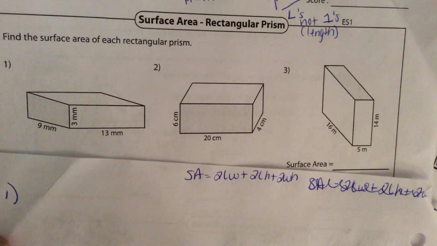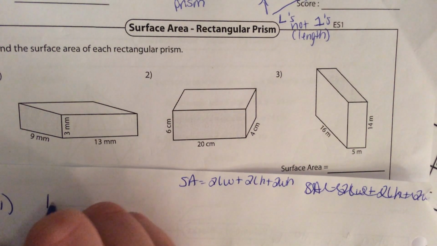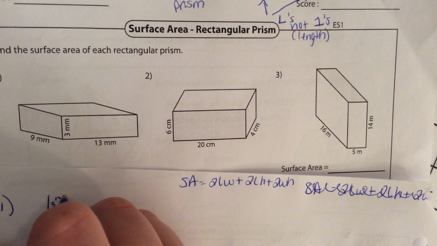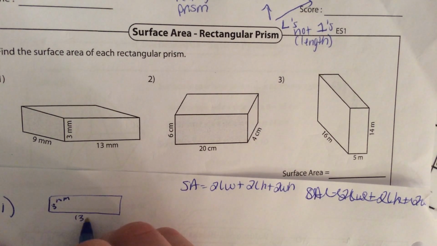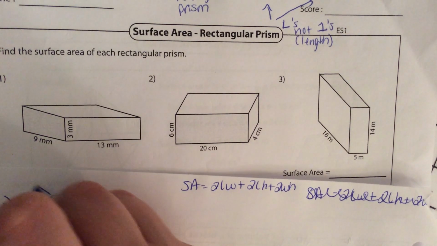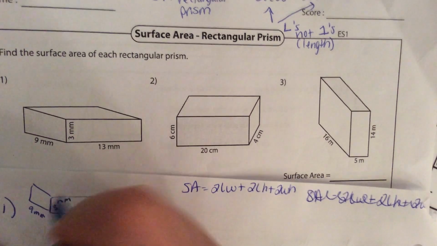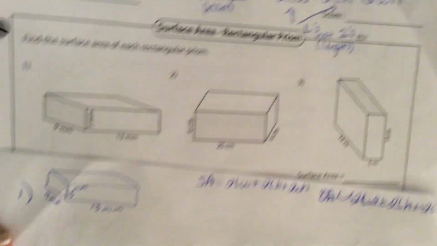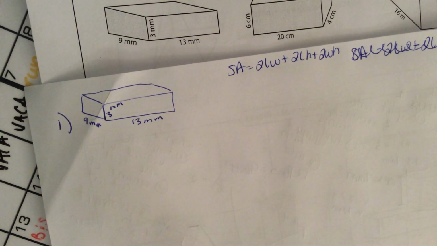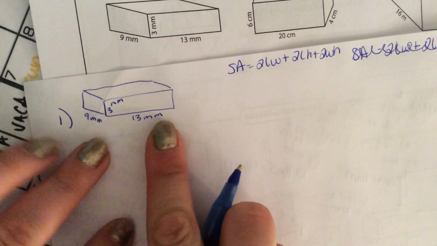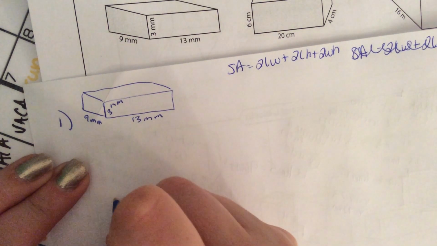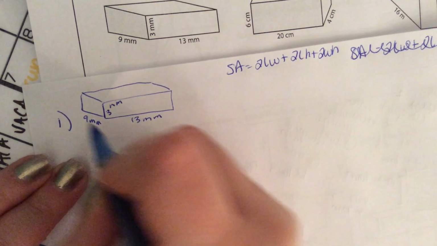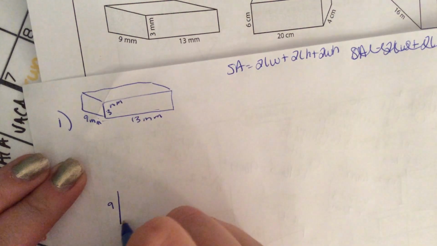So we're going to start by looking at number one. I'm just going to redraw it. You do not have to redraw this one. Okay. What I want you to see, again, is where this formula comes from. So this box here, this rectangular prism, the bottom of it is 9 by 13.